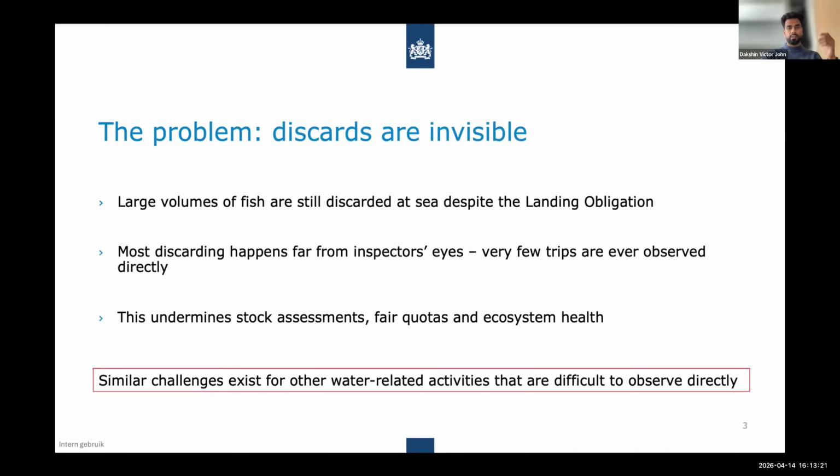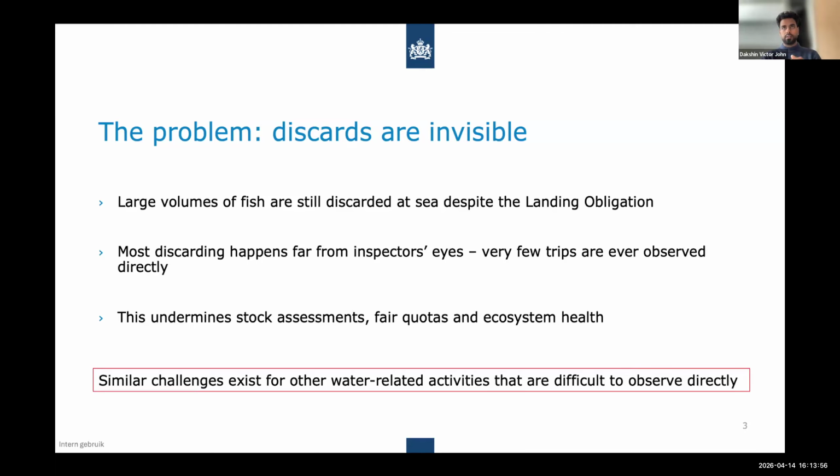So in that context, we find that discards is one of the biggest problems and something that we're going to be focusing on, because there has been a ton of fish that has been discarded despite landing obligations. People have found a way to move around this landing obligation. And this happens because inspectors are not on board, and these happen when the inspector is not seeing. So it's far from the inspector's eyes. And then this messes up everything from logbook reporting to stock assessments, fair quotas, and even ecosystem health.